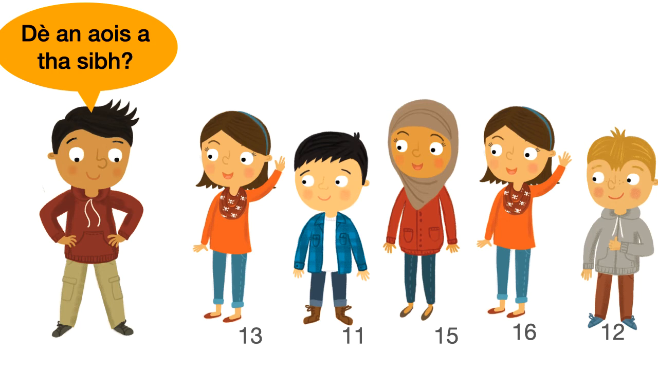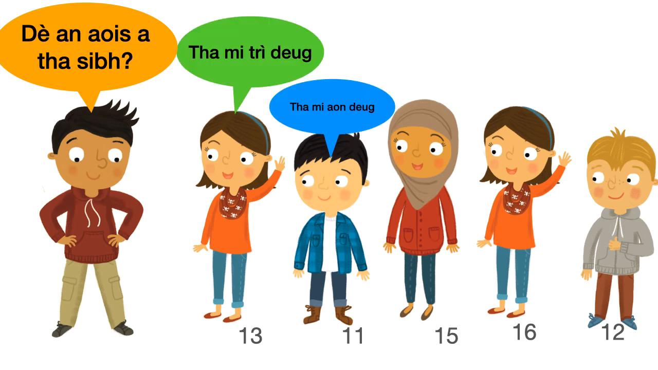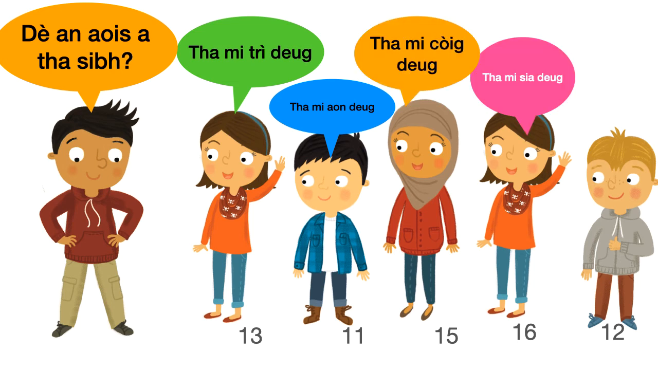So let's look at this with some teenagers. Tha mi trì deug, tha mi aon deug, tha mi còig deug, tha mi seachd deug, tha mi dhà dheug.